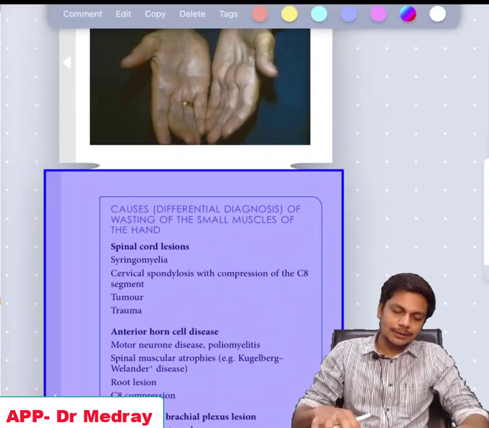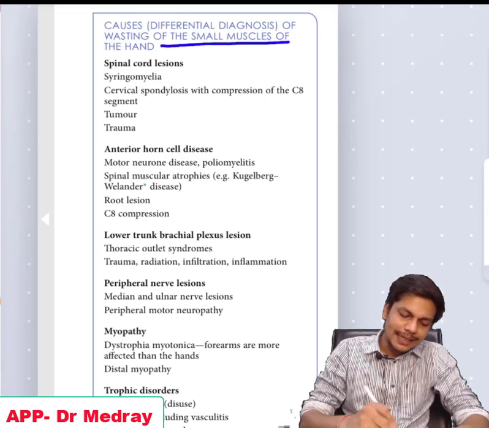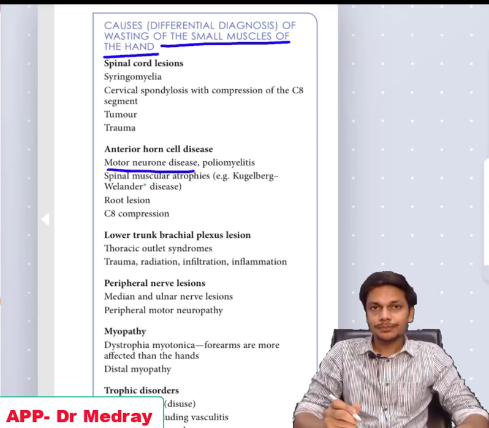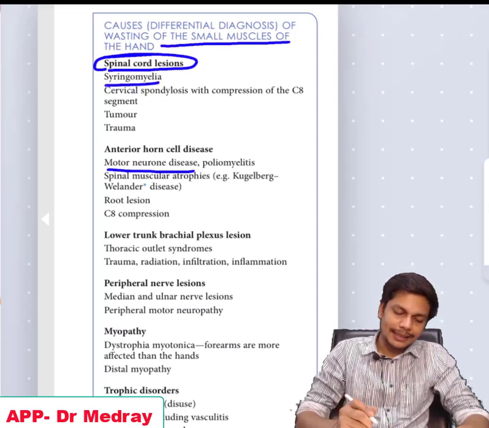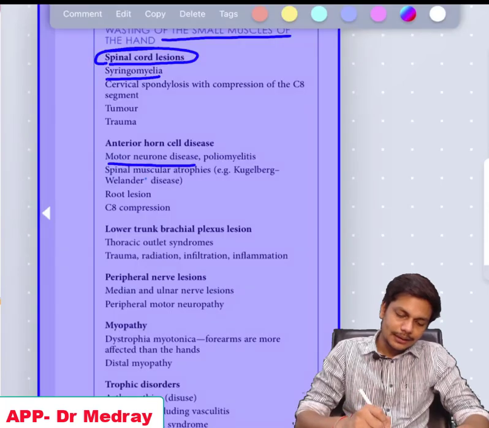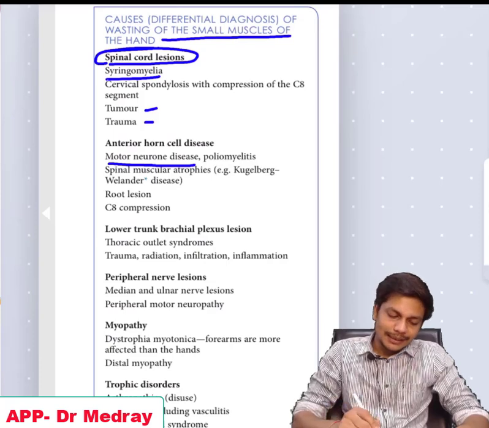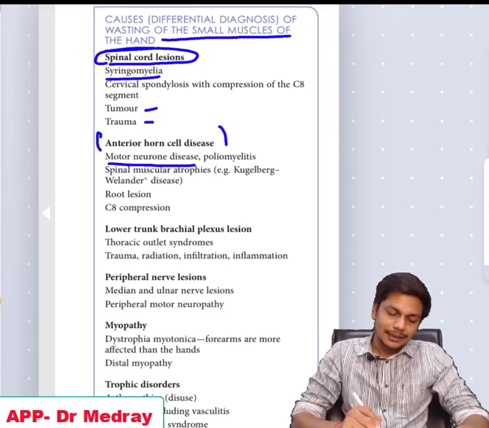But there are some other causes of wasting of the small muscles of the hand. It can be classically caused by motor neuron disease, but it can be a cause of many pathological conditions, starting from the spinal cord, like syringomyelia, cervical spondylosis. It can be caused by trauma to the spinal cord, tumor of the spinal cord, and mainly the disease of the anterior horn cell, that is motor neuron disease, and poliomyelitis.